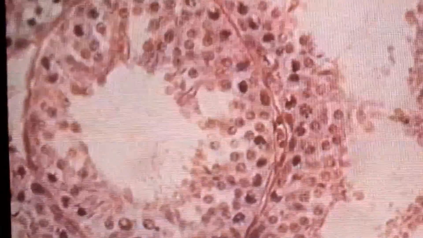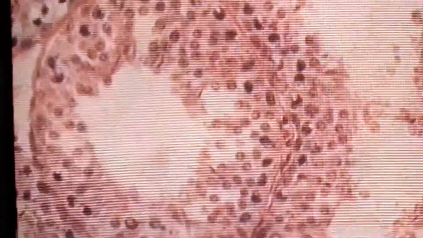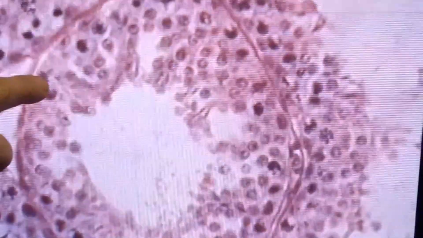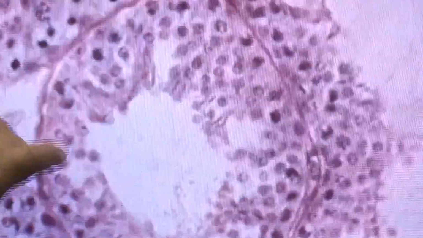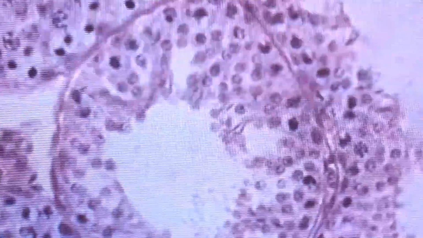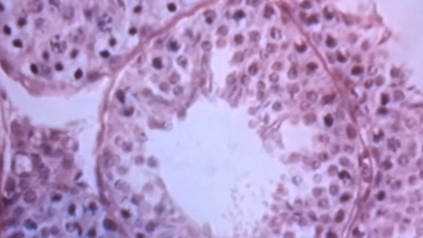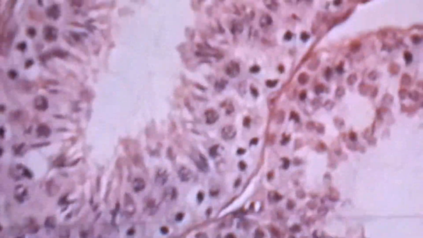Where's our Sertoli cell nuclei? Wait, what's a Sertoli cell? I'm kidding. There's a Sertoli cell right there. Look at this mitotic figure. Look at that cute little cell going into telophase right there. It's a mitotic figure. Okay, anaphase or something.